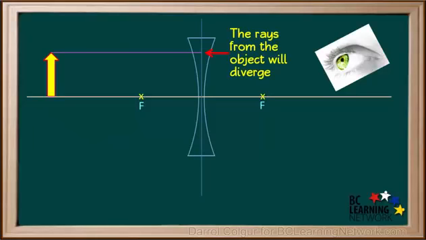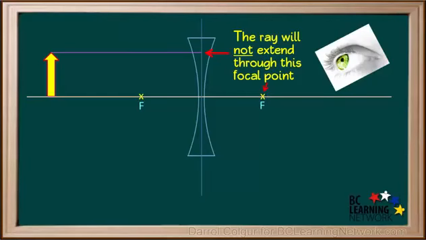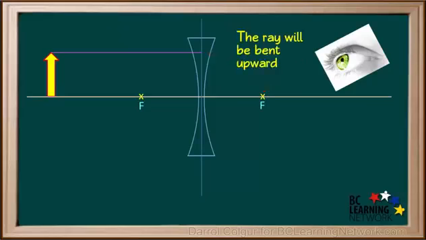It is important to know that concave lenses make rays diverge or spread out, rather than converge. So this ray will not extend to pass through the focal point on the right. That would be converging rather than diverging. Because rays are diverging or spreading apart, we know that this ray will be bent upward rather than downward.